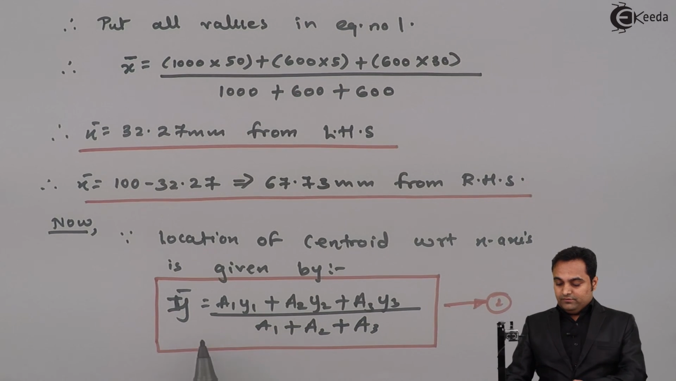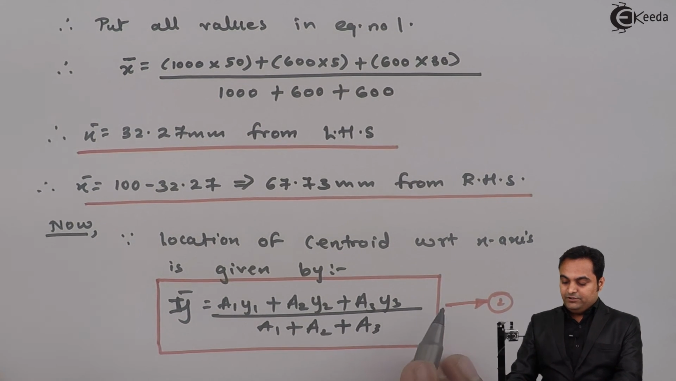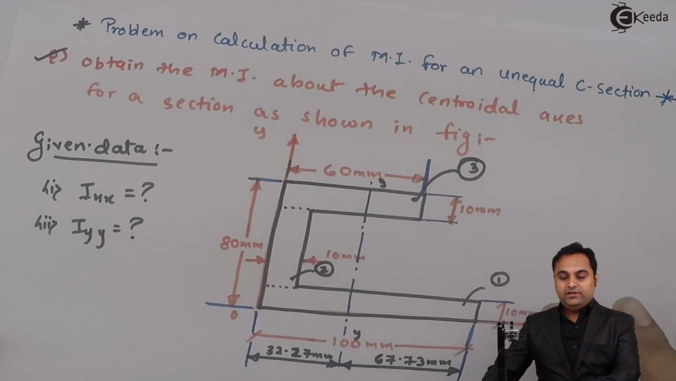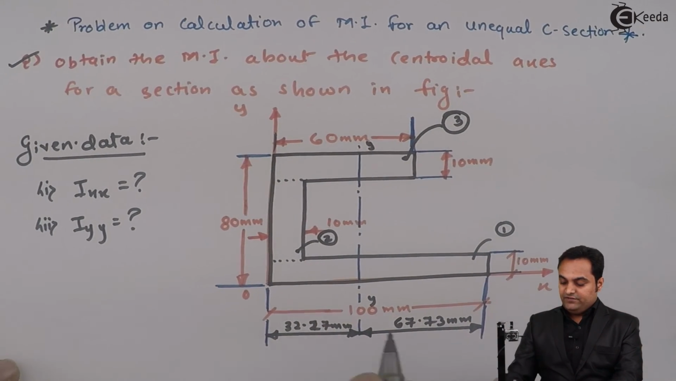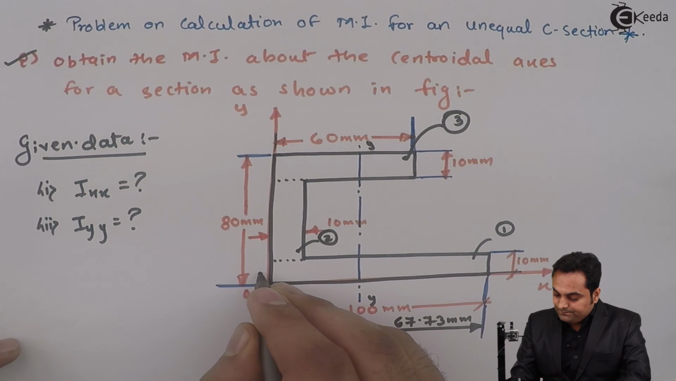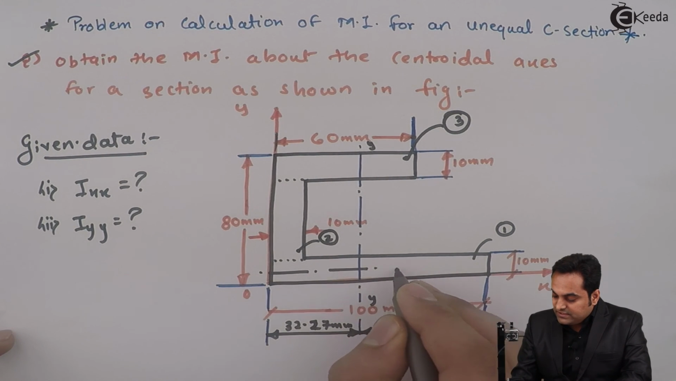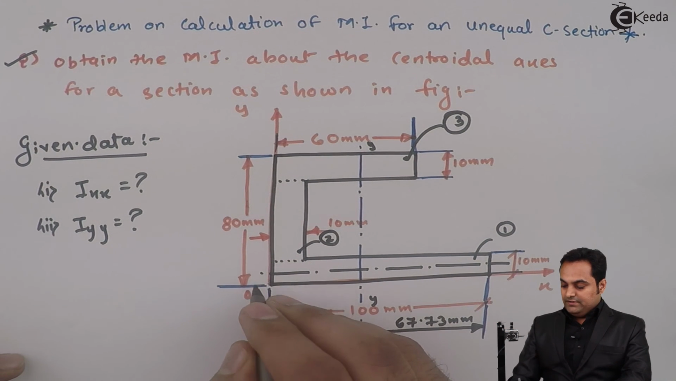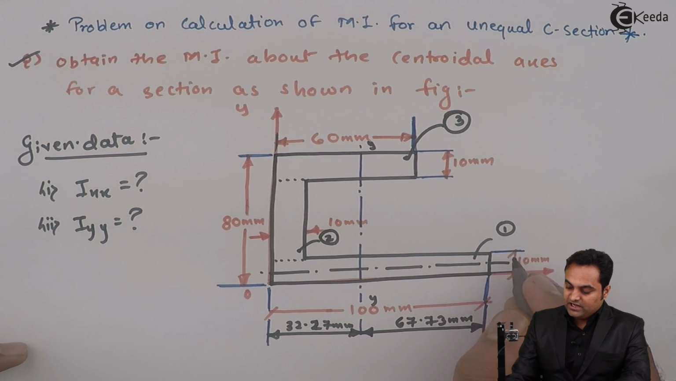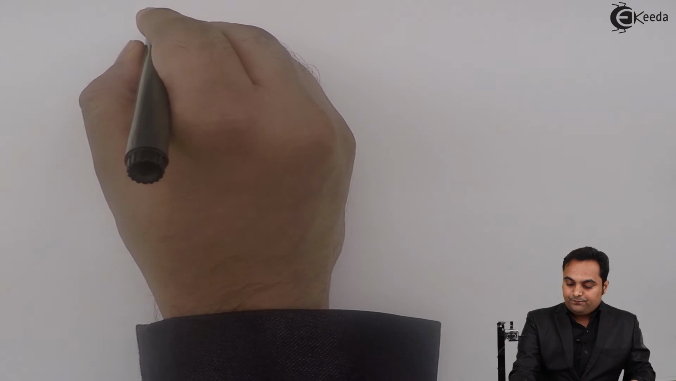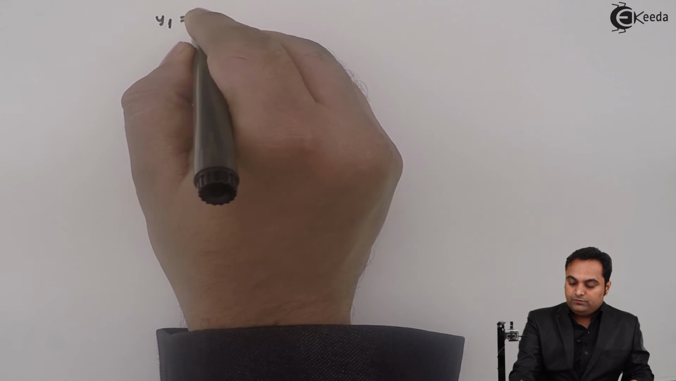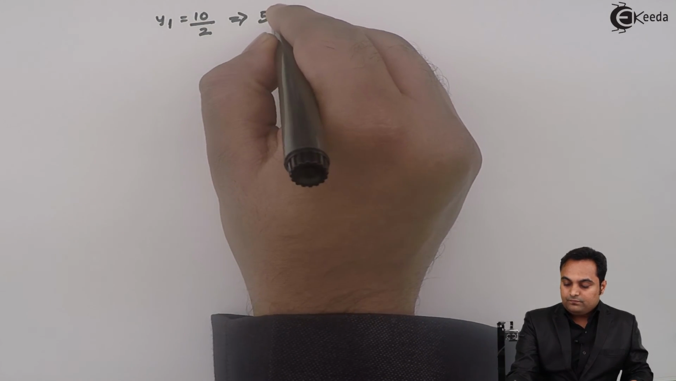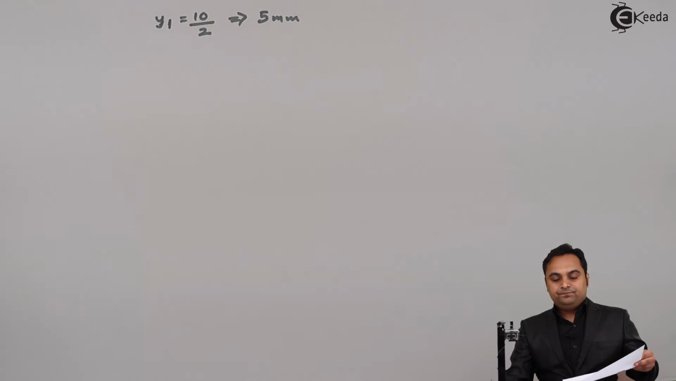So now for y bar we need to know y1, y2, y3 values. Looking into the figure, y1 is the distance of x-axis for the first rectangle. Here I have the x-axis of the first rectangle. So its distance with respect to the origin would be y1, and it is simple, it is half of 10, that is 5 mm. y1 is equal to 10 by 2, so it is 5 mm.